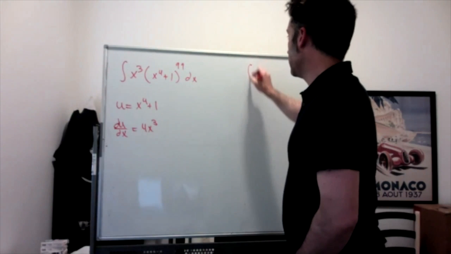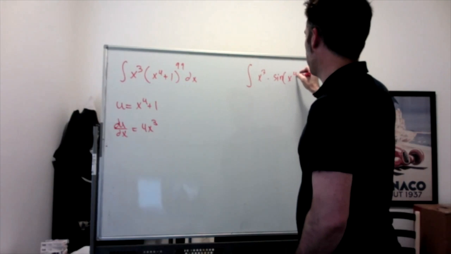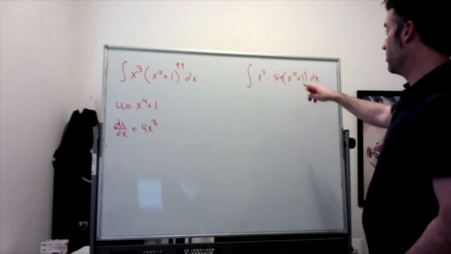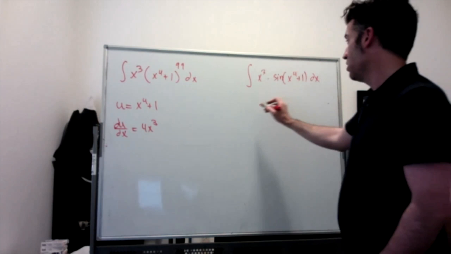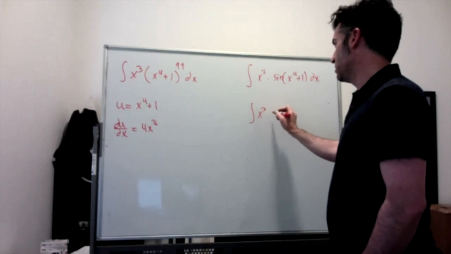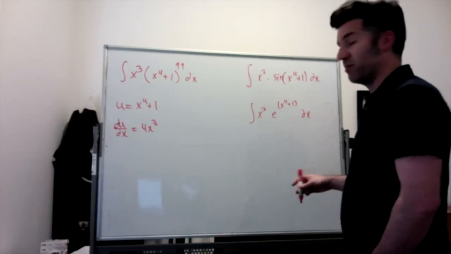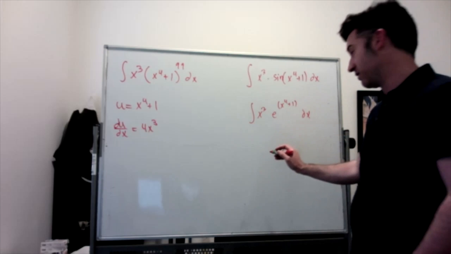Similarly, this integral, x cubed times sine of x to the 4th plus 1, we would make the same choice because, again, the derivative is showing up and x to the 4th plus 1 is stuck inside another function. Or this integral, x cubed times, say, e to the x to the 4th plus 1, and we would make the same choice because x to the 4th plus 1 is stuck inside the exponent, or stuck inside the function e to the something.